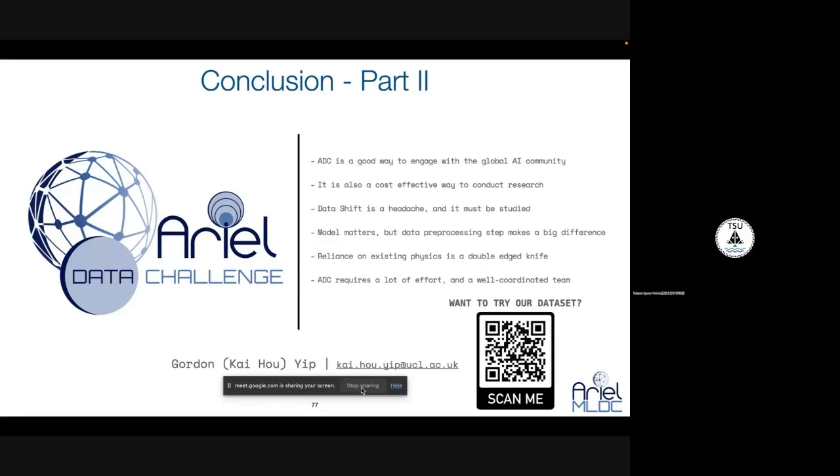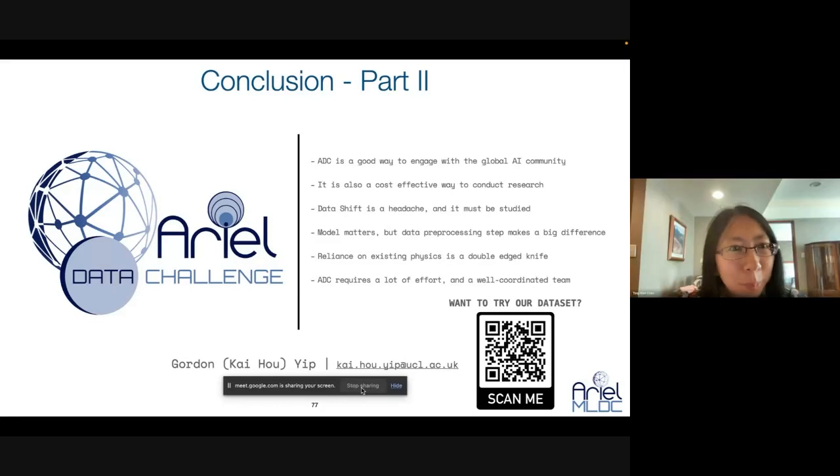Okay. So, Gordon, what do you think is the biggest challenge now for machine learning? What is the limit actually for this machine learning technique to understand the atmosphere of exoplanets?